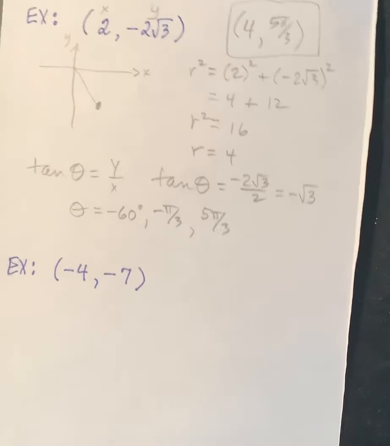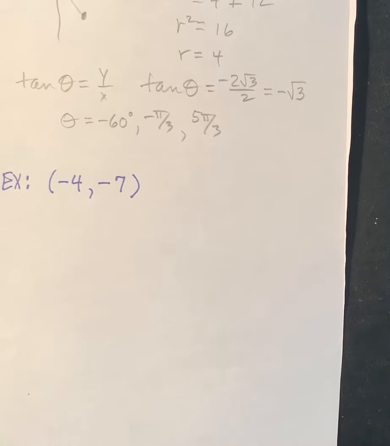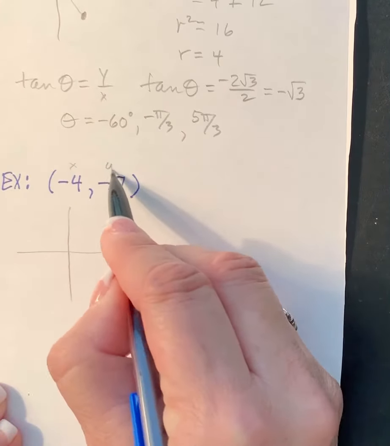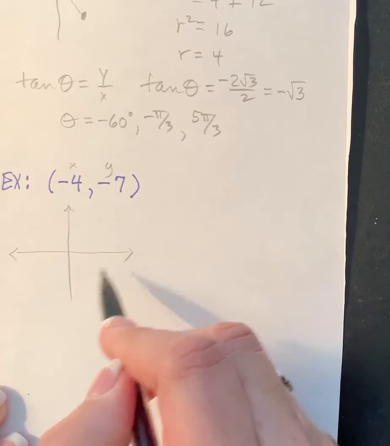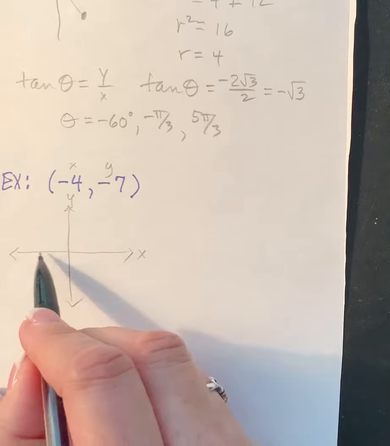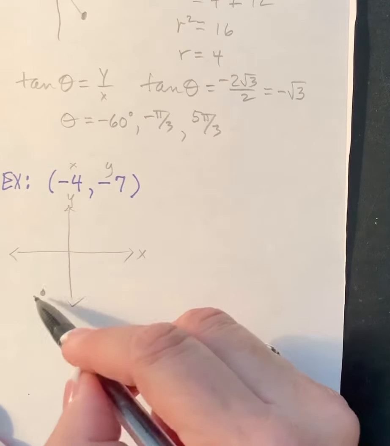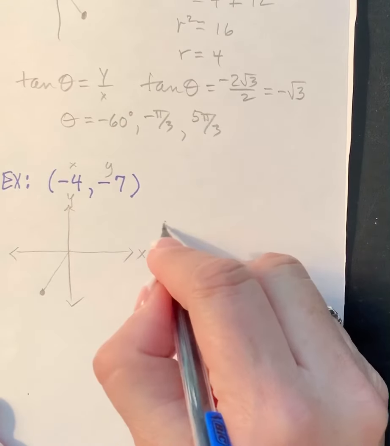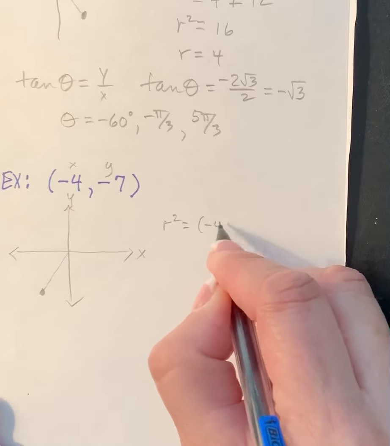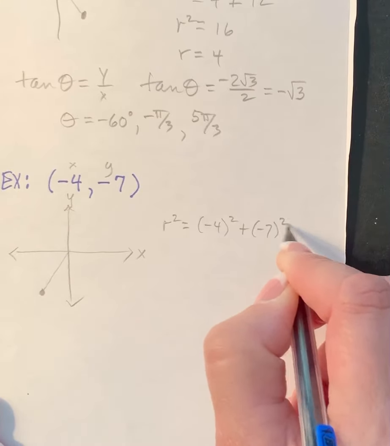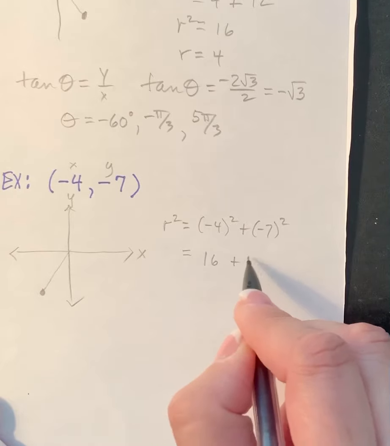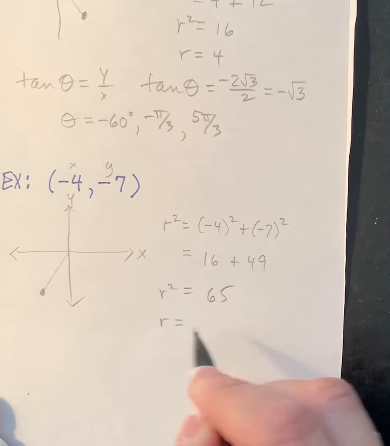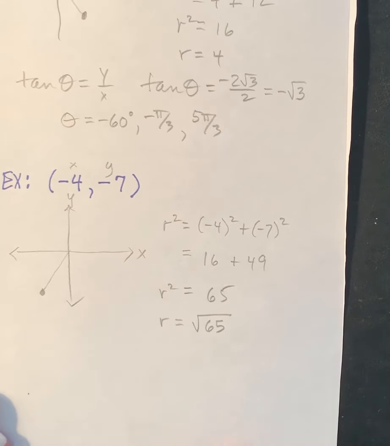All right, now the last one, I just picked one with random numbers. These are not special angles at all. Okay, so looking at the quadrant, x is negative, y is also negative. That's going to put us into the 3rd quadrant. All right, so somewhere over here. So I'm going to use a positive r and then a quadrant 3 angle. Okay, so r squared is equal to negative 4 squared plus negative 7 squared. So that's going to be 16 plus 49, which will be 65. Okay, so r, I'm going to use positive square root of 65.